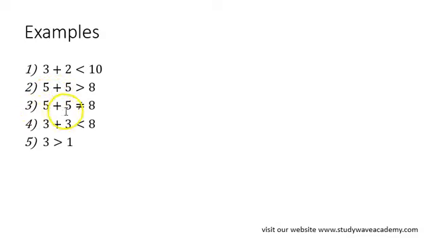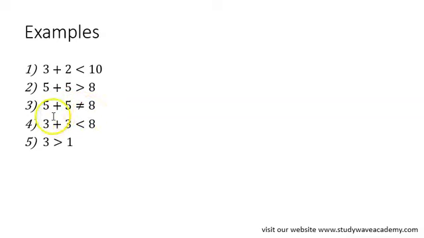So we have another question. 5 plus 5 is not equal to 8. And it's correct, right? That is how to read it. This sign is called not equal to. 5 plus 5 will give us 10. It will not give us 8, right? So 5 plus 5 is not equal to 8.